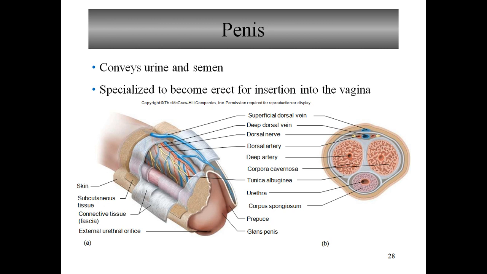The prepuce is a loose fold of skin, the outer skin. The prepuce is a loose fold of skin just posterior to the glans and extends anteriorly to cover it like a sheath. If you see this covering, it is called the prepuce. This is the external urethral orifice that you know. Then circumcision is the removal of the prepuce. In some religions, the removal of the prepuce is mandatory.